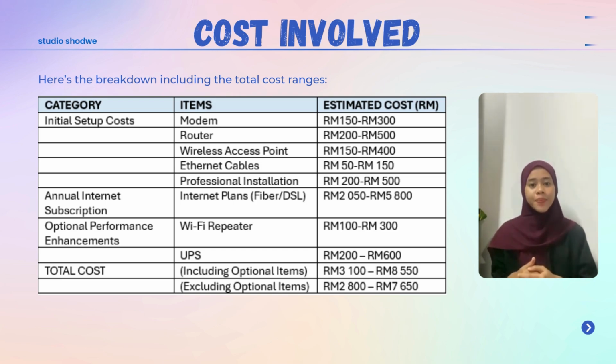For example, the cost includes a modem between 150 to 300. Choosing a high-quality router, the price is estimated between 200 to 500. A wireless access point to extend Wi-Fi coverage to the entire house is likely to be from 150 to 400. Ethernet cable, 50 ringgit to 150.